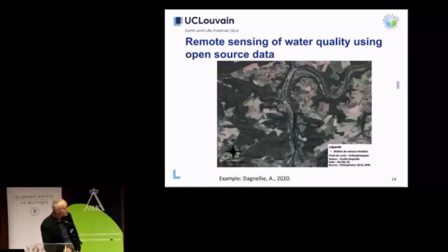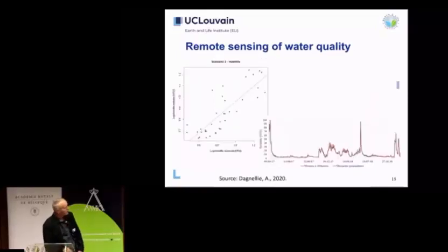So here you see examples. This is not in Wallonia, it's La Meuse. It's also in the south of Belgium, but it's not the global south yet. So here you see, for instance, a time series of turbidity that has been measured in the Meuse on a station where also data were available.